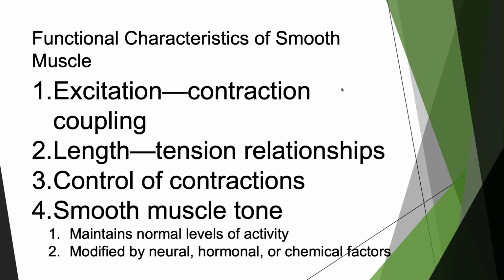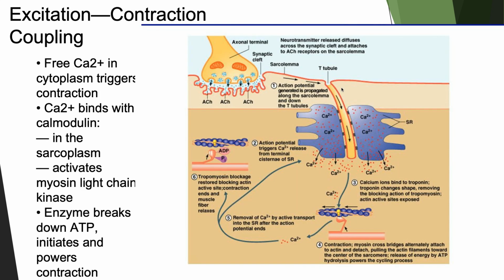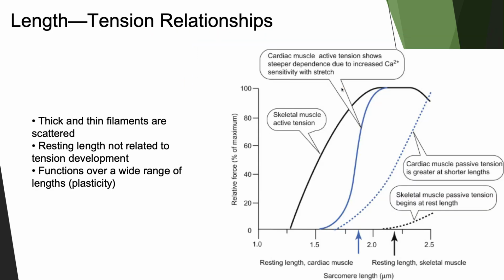Some of the functional characteristics of smooth muscle cells: you can have excitation-contraction coupling like we saw in skeletal muscles. You can have length-tension relationships, control of the contractions, and then smooth muscle tone, which helps to maintain normal levels of activity, and it's modified by neural, hormonal, and chemical factors. This just rehashes excitation-contraction coupling from the previous modules.